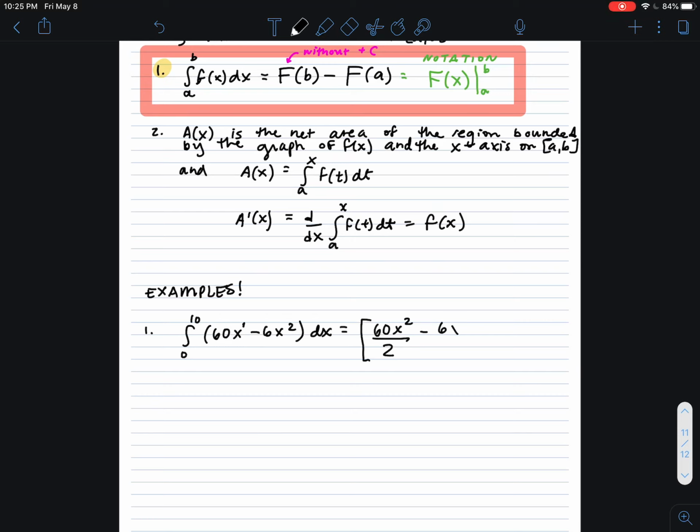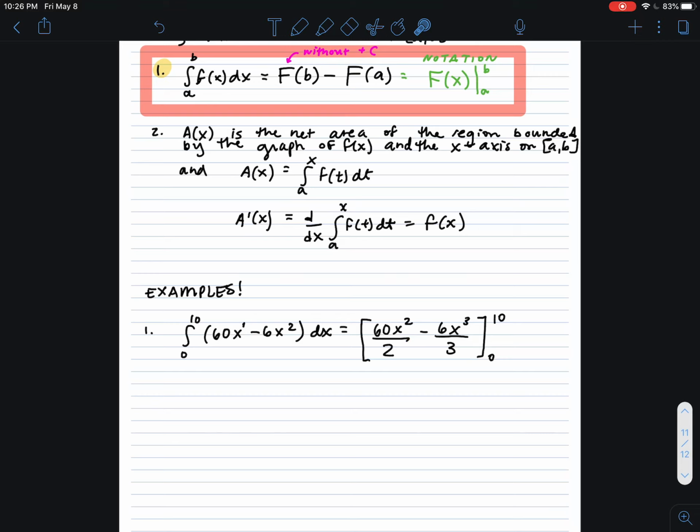Then we're subtracting our 6 times x. X was originally squared. We're going to add 1 to that power, so we get a cubed. Divide by our new power, which is 3. And then evaluate it from 0 to 10. So that's where, up here, I wrote this bar evaluated from a to b. I actually like to have square brackets around my entire antiderivative so that I can tell that I'm plugging in these numbers into both this part and this part.